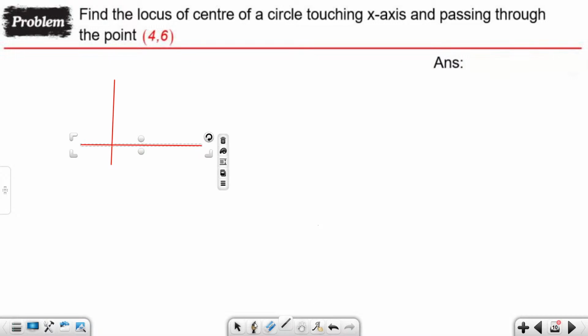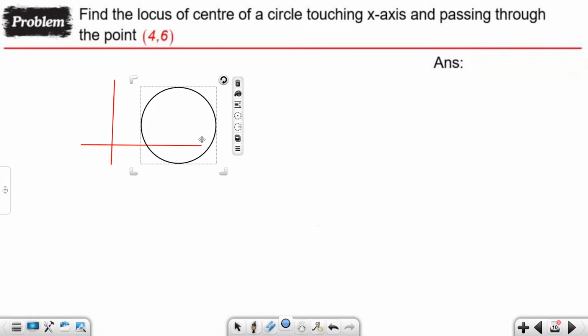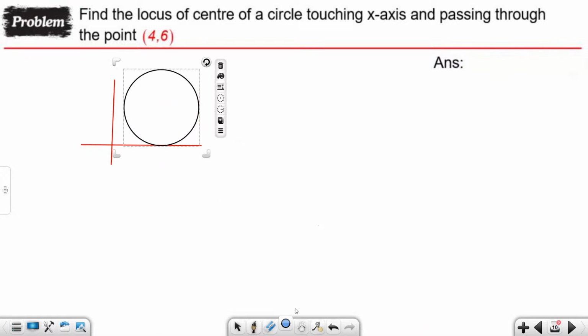It is touching the x-axis. So the circle will be something like this. Fine. Then, it is passing through the point (4,6). So there is a point (4,6). The circle is passing through this point. So find out the locus of the center of the circle. So we have to find out the locus of this point.